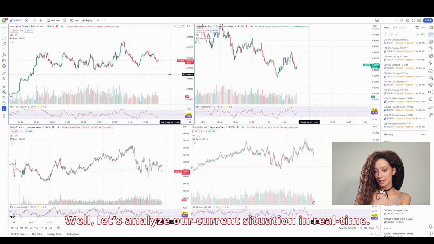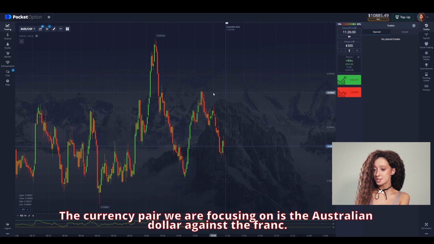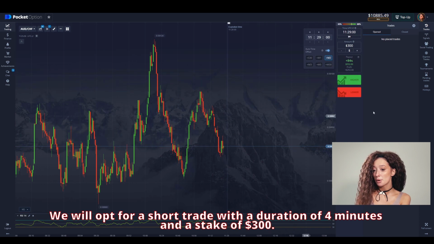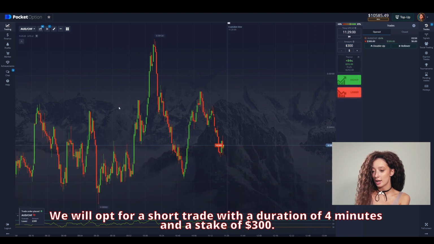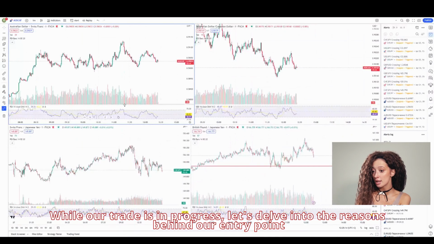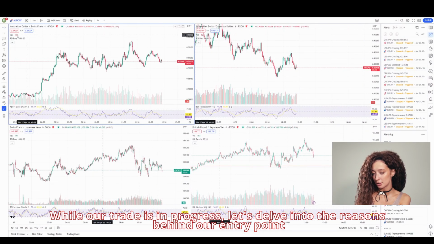So let's analyze our currency pair in real time. The currency pair we are focusing on is the Australian dollar against the Swiss franc. Let's navigate to the corresponding market, Australian dollar and franc. We will opt for a short trade with a duration of 4 minutes and a stake of $300. While our trade is in progress, let's delve into the reason behind our entry point.